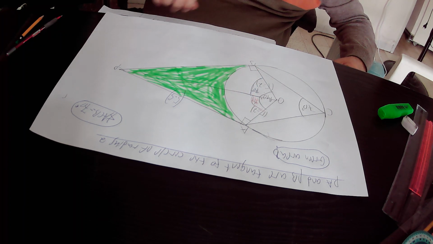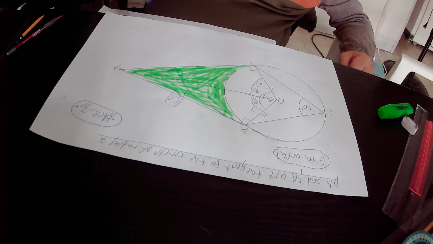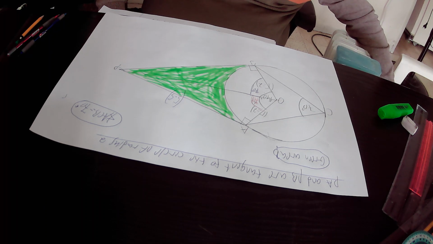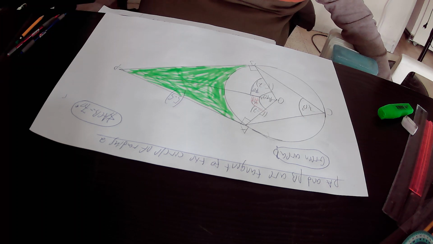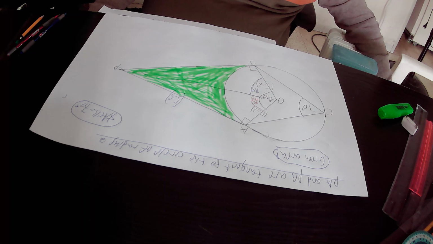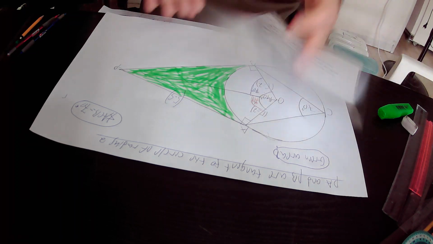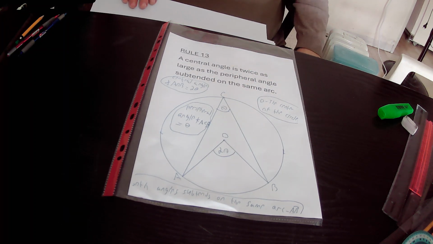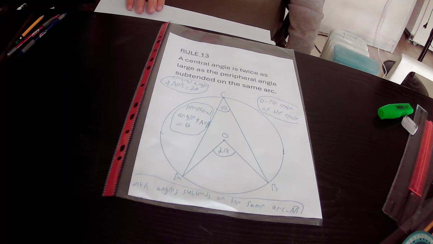Then I presented to you a new rule, and we implemented the new rule in our drawing. The new rule is rule 13. According to rule 13, a central angle is twice as large as the peripheral angle subtended on the same arc. Repeat again on rule 13: a central angle is twice as large as the peripheral angle subtended on the same arc.